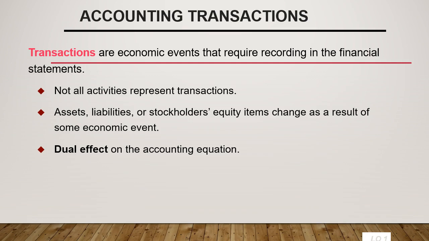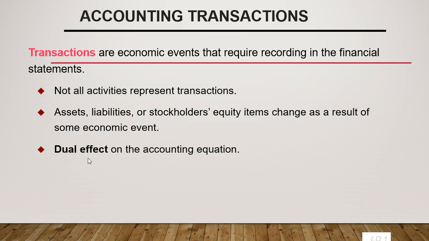In accounting, our job is to record the impact of these transactions to what's known as the accounting equation that we'll look at in a few minutes. And the accounting equation has a section known as the asset section, liability section, and stockholders' equity. Your job as the accountant is to show what impact the business transaction has on the company's assets, liabilities, or stockholders' equity. Dual effect on the accounting equation.